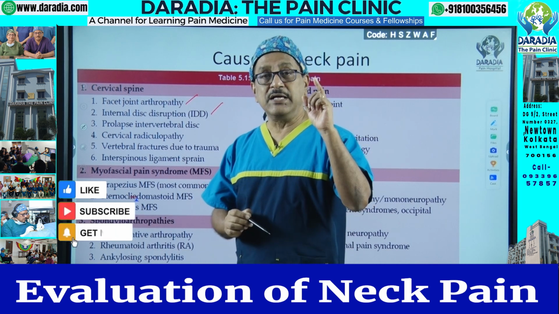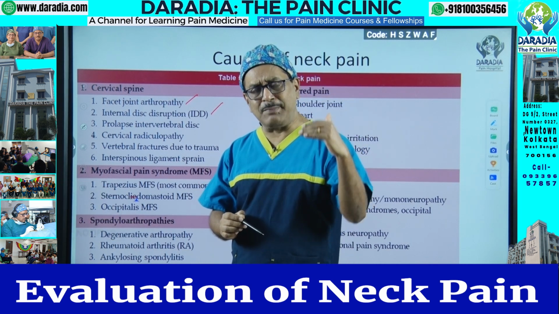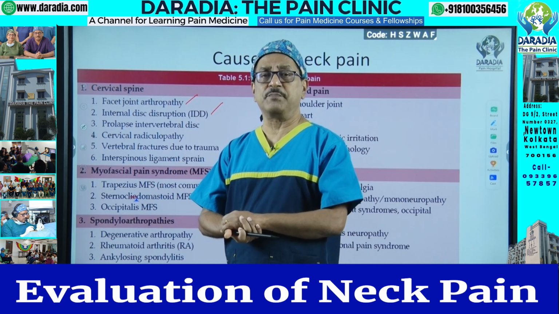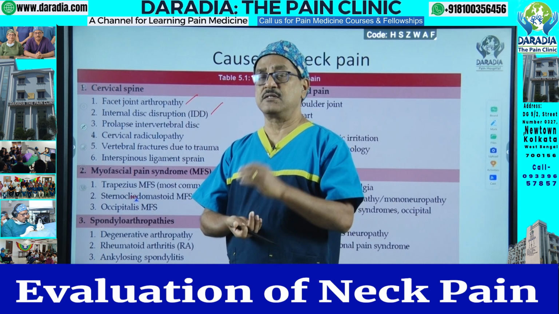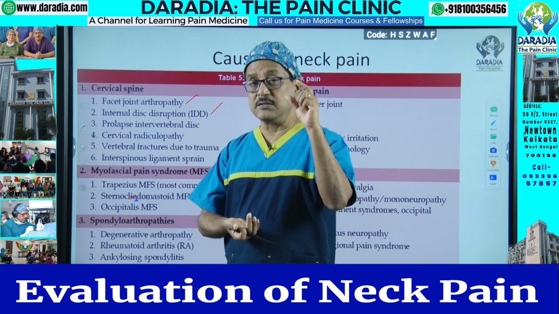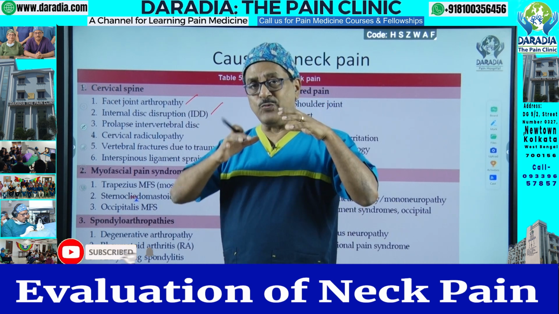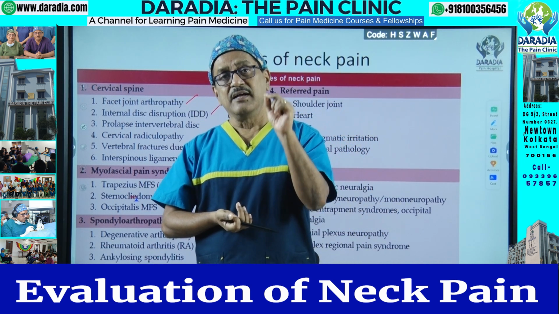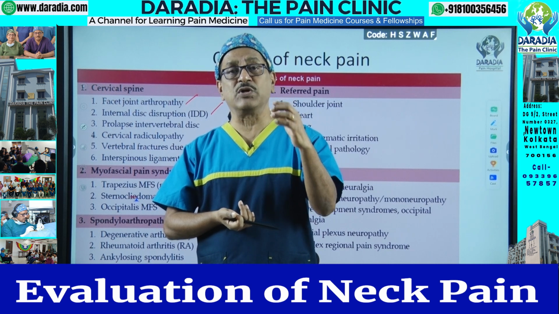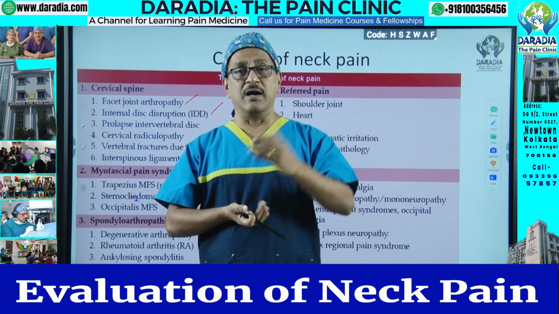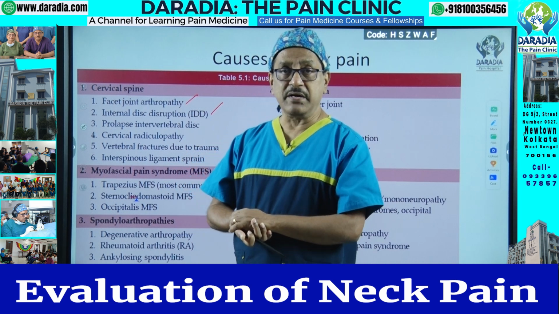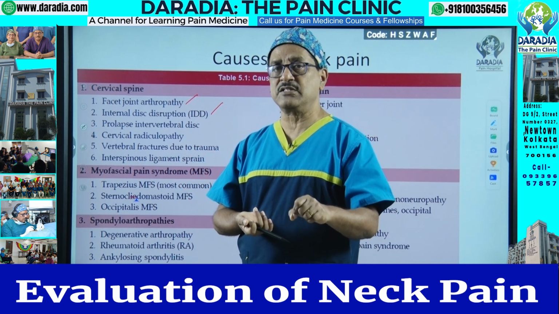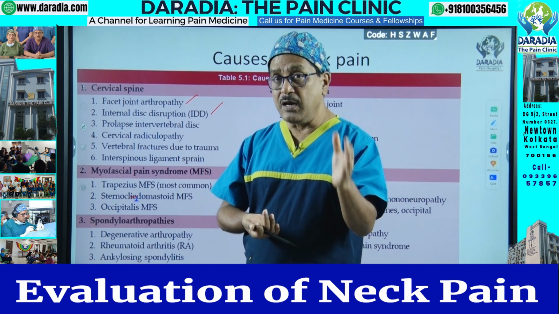We have to remember that internal disc disruption is much less common, maybe one fourth or one fifth as common as in back pain. And we know the reason: in the cervical spine, the disc is well contained with the uncinate processes, the bony projections on either side, and the cervical disc nucleus pulposus gets fibrosed much earlier than that of the lumbar disc. That is the reason why internal disc disruption is much less common in the cervical spine compared to the lumbar spine.